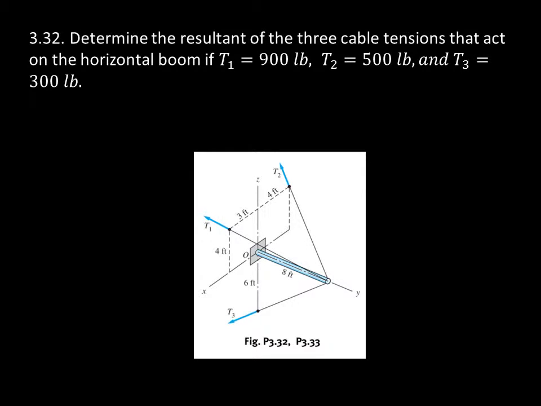We will be discussing the problem in Pytel's book at page 125, number 3.32. Determine the resultant of the three cable tensions that act on the horizontal boom if T sub 1 is equal to 900 pounds, T sub 2 is equal to 500 pounds, and T sub 3 is equal to 300 pounds.